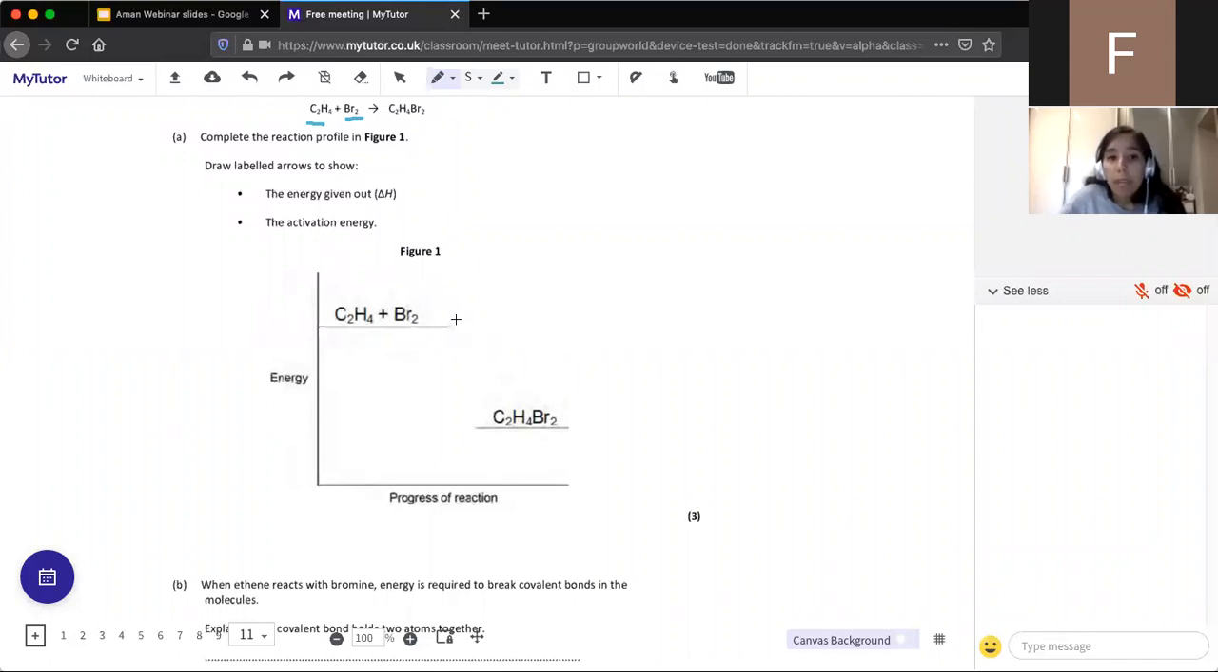So to draw the peak, remember, it doesn't need to be done very neatly. It just needs to be a line that looks something like that. So it's going to go up and come down from the reactants to the products. Brilliant. Okay. So where's the activation energy? Where's that going to be on this diagram?